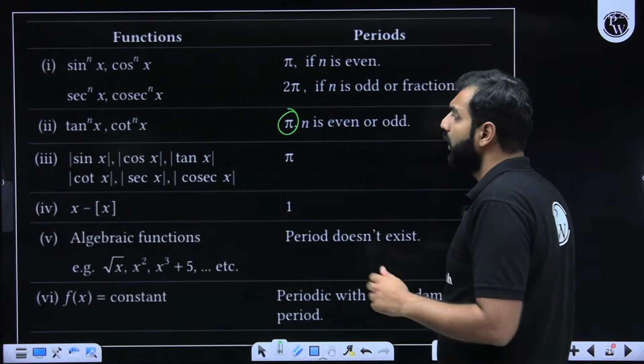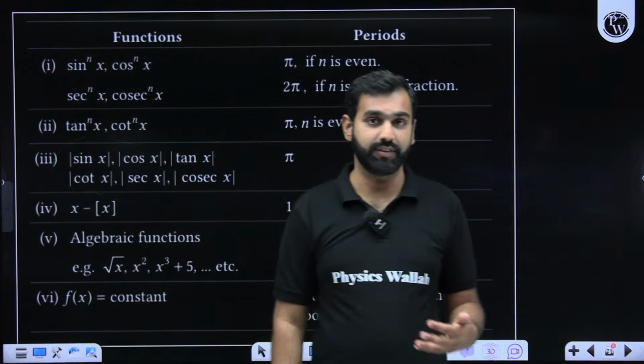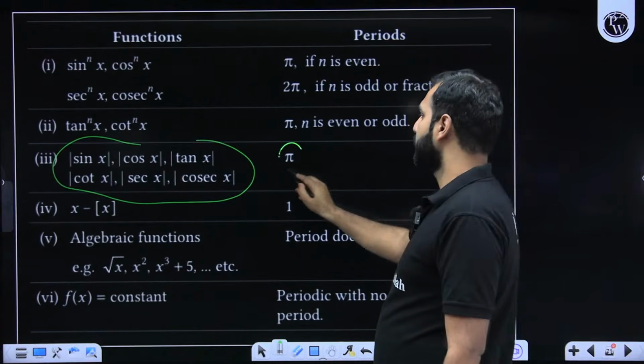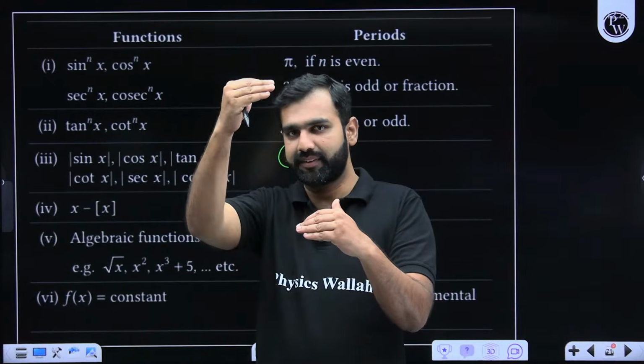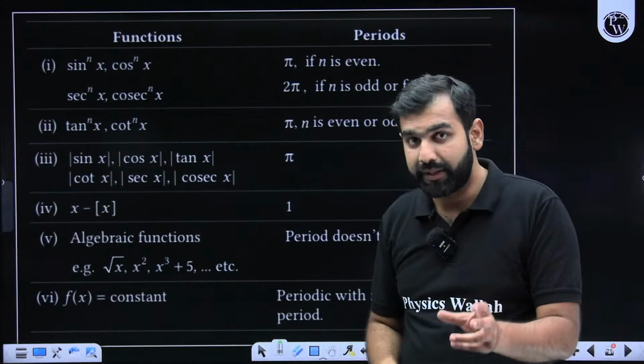Next conclusion, when you put a mod over all these trigonometric functions, sin x, cos x, tan x, sec x, cosec x, cot x, then when you put a mod over them, the period automatically becomes pi, because the part of the graph which is lying below the x-axis comes above the x-axis. So in that case, all the functions become periodic with the period pi.